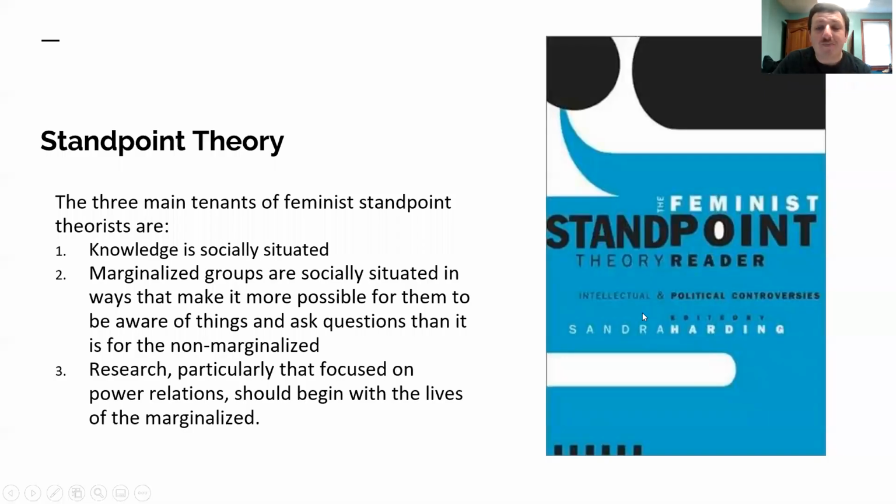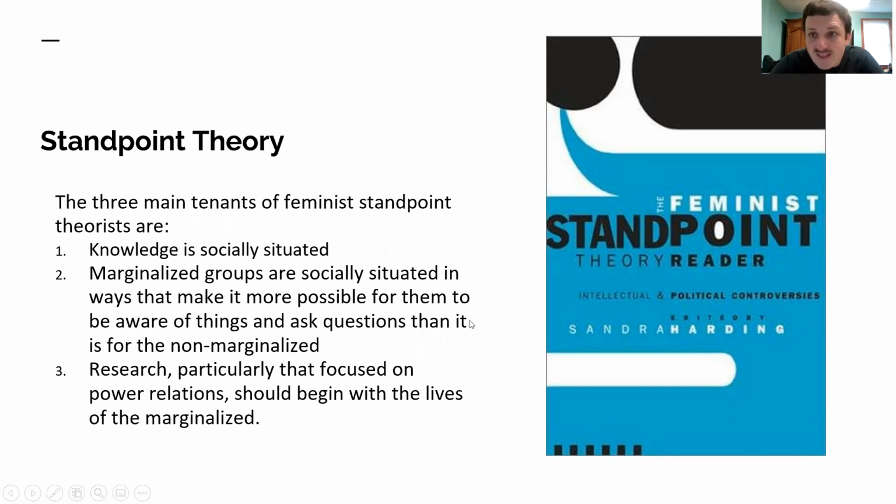So, about feminist epistemologies. There is one thing called standpoint theory that has been developed by many feminist scholars. And the idea is that when you are knowing about the structures of oppression, you should start by the experiences and lives of the oppressed. So here are three claims from feminist standpoint theory: that knowledge is socially situated. Marginalized groups are socially situated in ways that make it more possible for them to be aware of things and ask questions that it is for the non-marginalized. And research, particularly focused on power relationships, should begin with the lives of the marginalized.